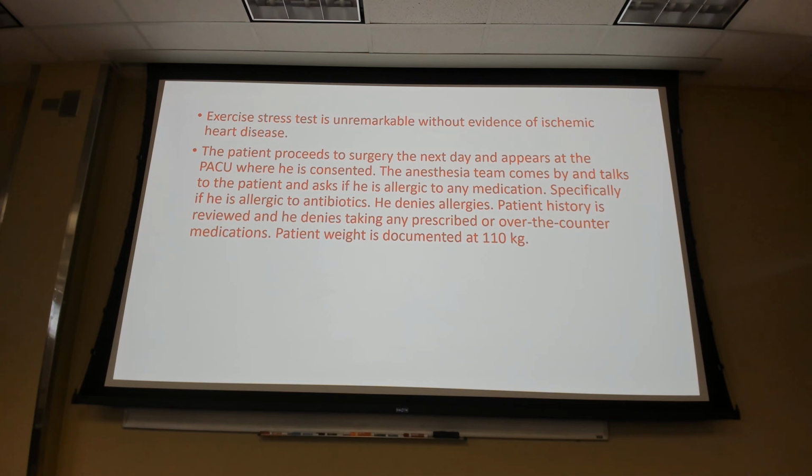Here he is in the PACU where he's consented. What do we review during our consent? Risks. What else? Benefits, and then other treatments or alternatives to the treatment that they're there for. Good. And then obviously we want to know about any allergies they have. What kind of antibiotics do we give to prevent any sort of surgical site infection? When do we give that? Good.